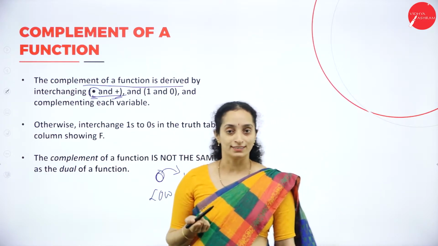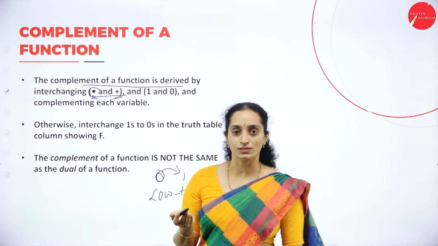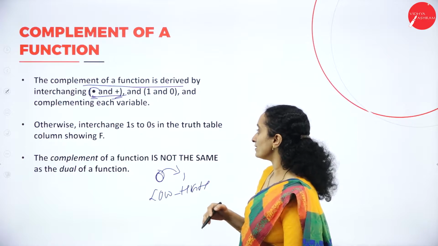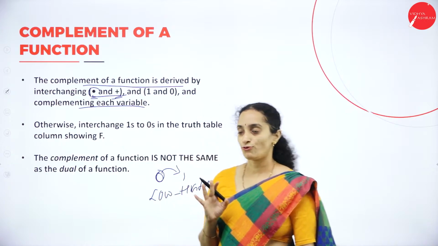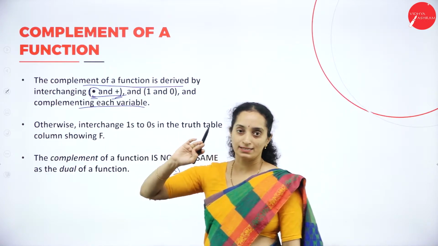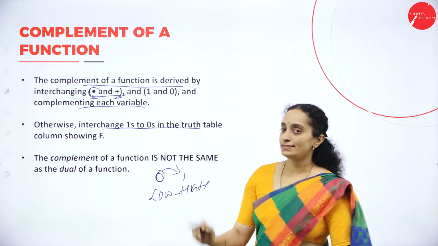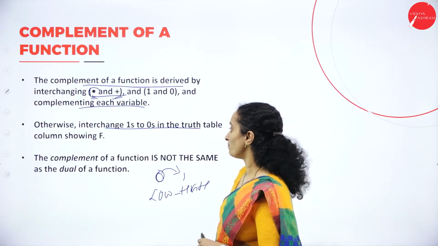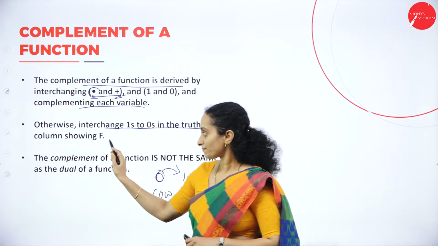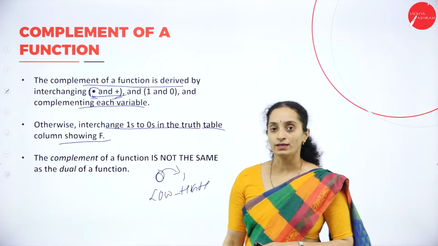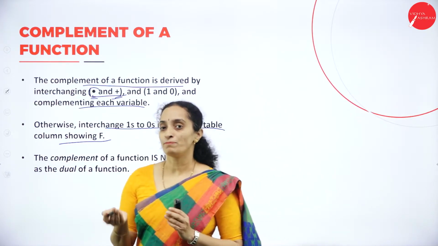You have to find the complement of a function by interchanging the multiplication operation and the addition operation. Along with that, you have to interchange the operands also: change the ones to zeros and zeros to ones. And you have to complement each variable using these steps, interchanging the operators and the operands. Another method to find the complement is to interchange ones and zeros in the truth table column showing f. F dash can be obtained by getting the complement of that.